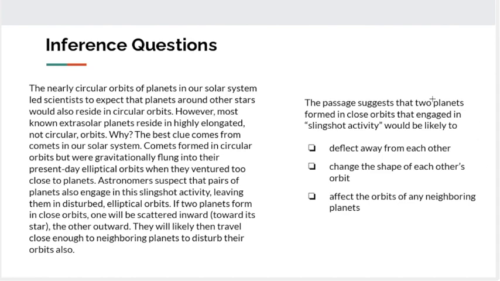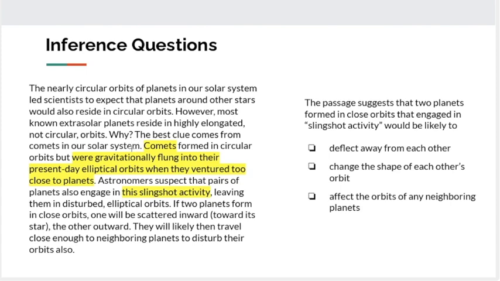Another check all that apply question. Another one that uses the word suggest. So again, that tells us we're dealing with an inference question. So what can we infer about two planets that formed in close orbits and engaged in slingshot activity? So first thing we want to find is a reference to slingshot activity. And we see above that, and why do we look above it? Because it says this slingshot activity. That implies that they've already talked about that, or at least alluded to it.